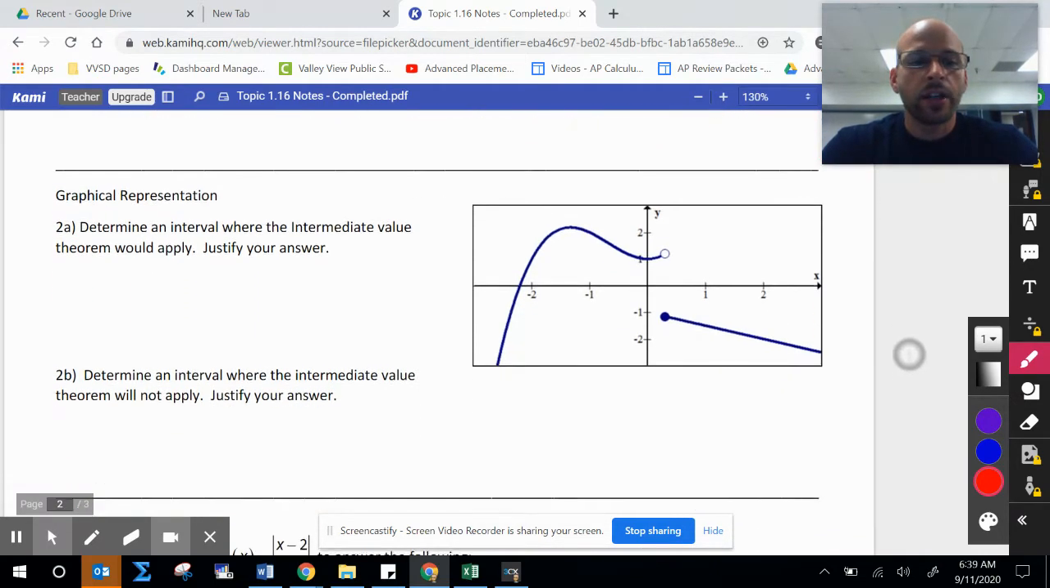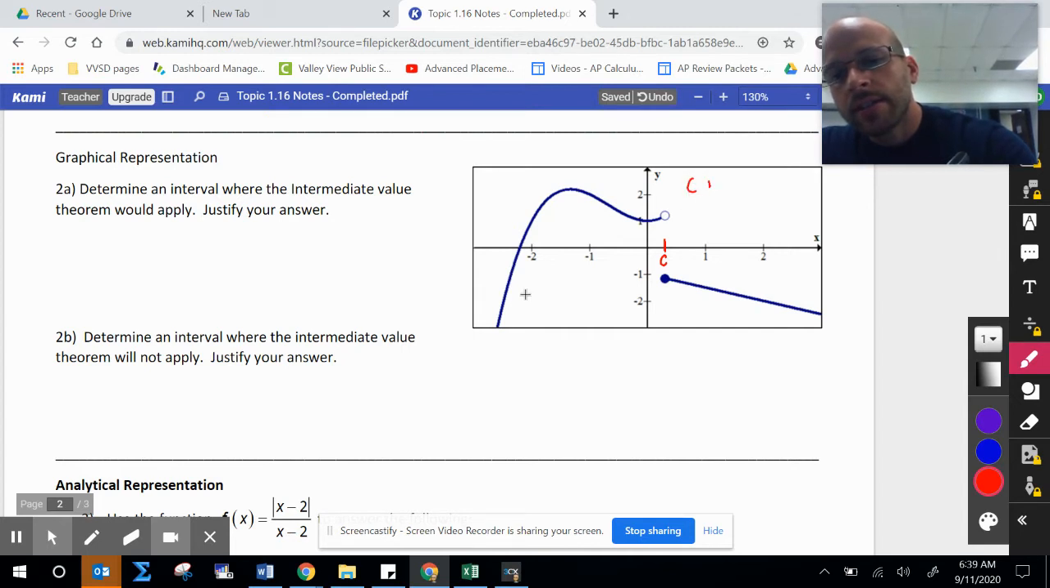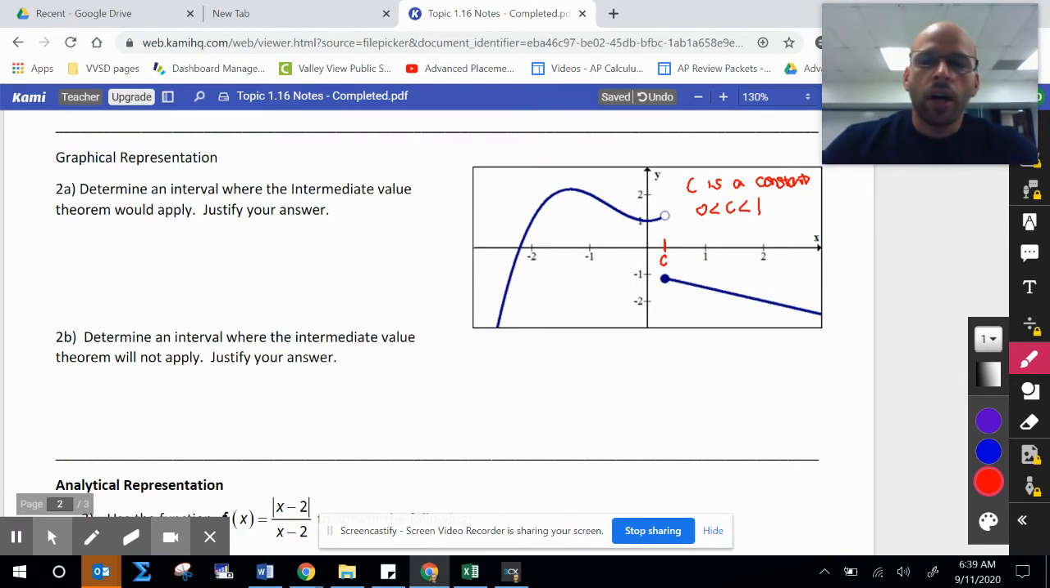Okay. Now let's take a look at this graphical representation. So I have a graph here with a jump discontinuity. And I am going to label this jump discontinuity at, let's say, some C value. And I'm going to make C a constant, and it's going to be between 0 and 1, right? So I kind of labeled it because I wanted to justify what C was.